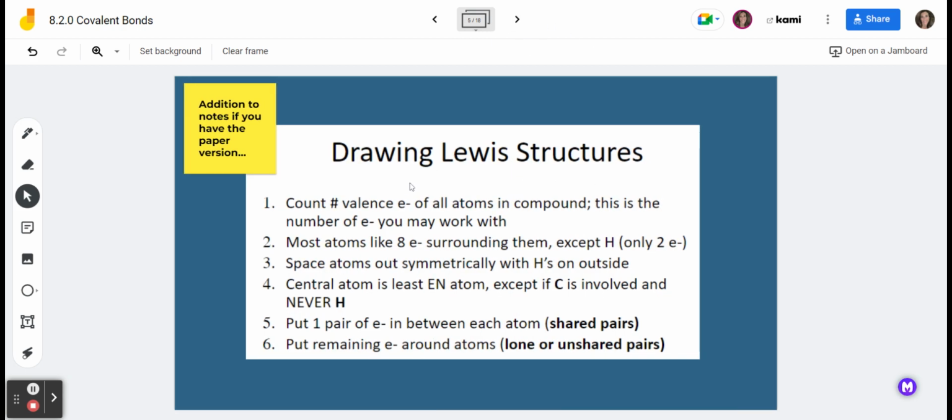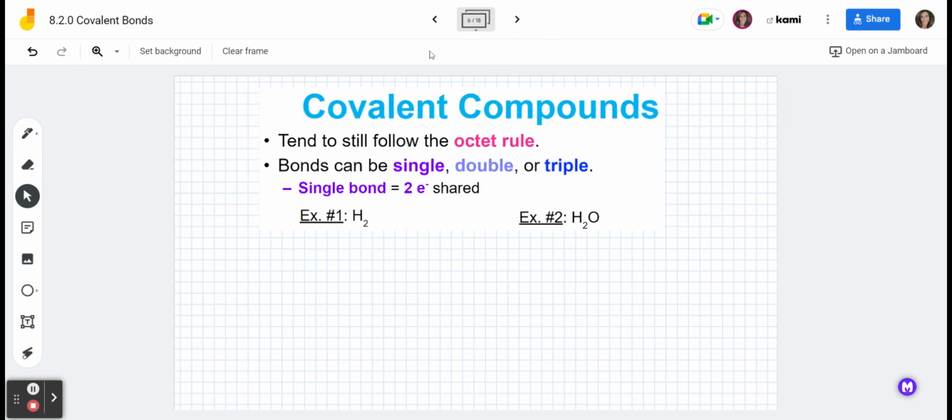Drawing Lewis structures. If you got the paper version of this, it is not included, so you may want to write this down. If you have the digital version, you should have this inserted in one of your pages. We're going to refer to those rules when we're drawing covalent compounds, the Lewis structures. So we always approach it systematically.